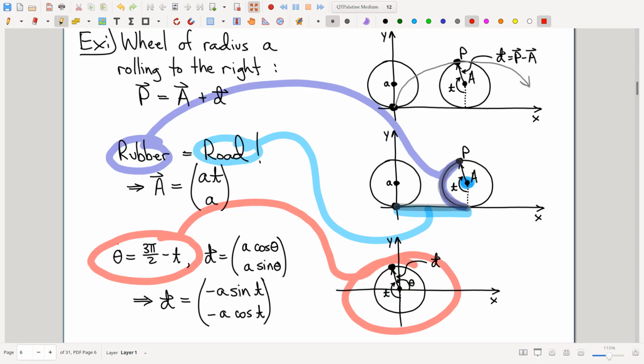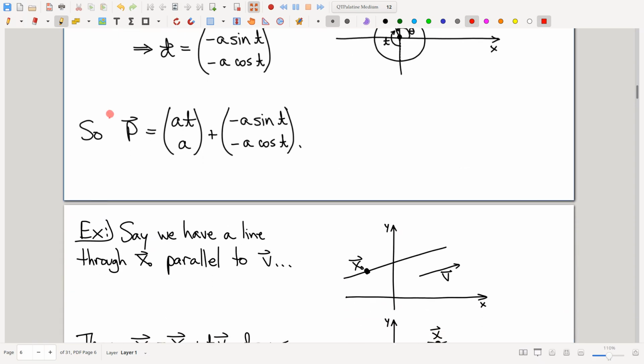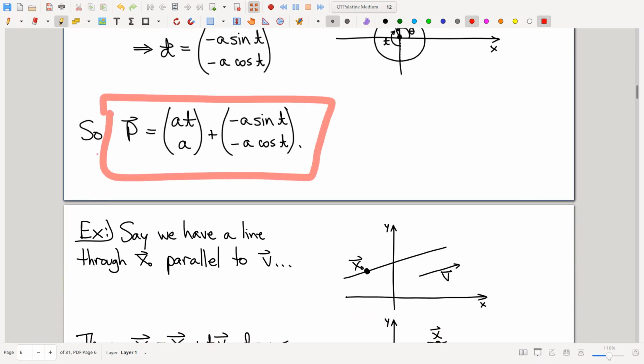But you put those together and out comes the answer, which is that. So it's impossible to write it as a graph of a function, impossible to write it as a solution set to an equation, merely inconvenient to write it as a parameterization.